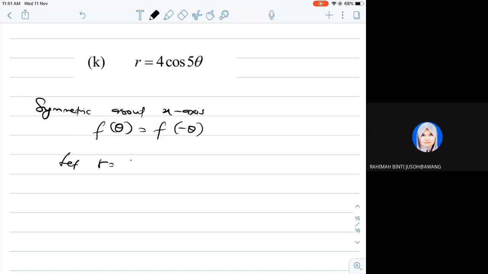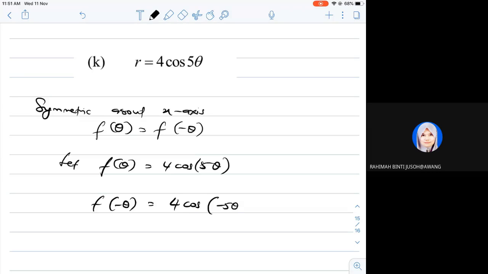So let R equals to, is R pula. Let f theta equals to 4 cos 5 theta. Okay, so ni macam ni. So f negative theta is equivalent to 4 cos negative 5 theta.